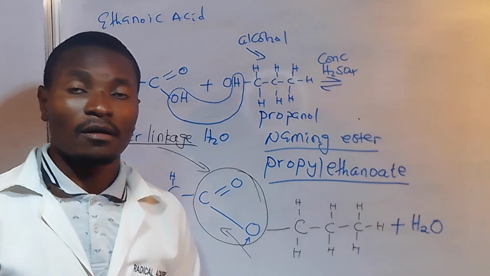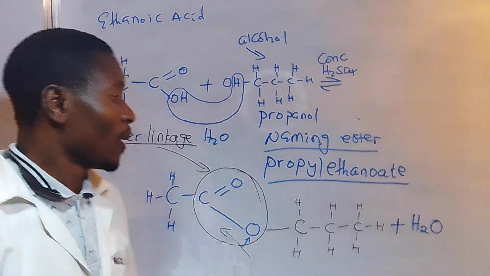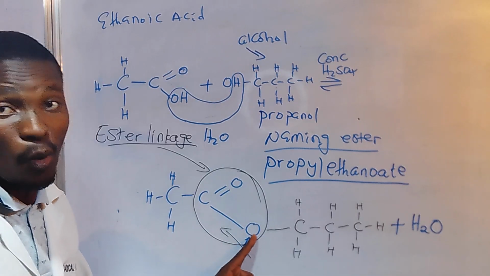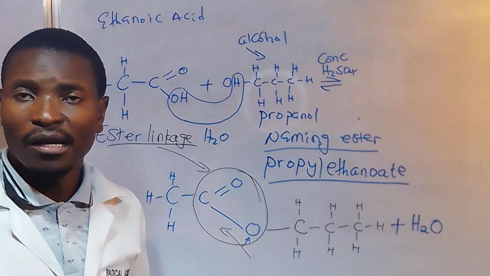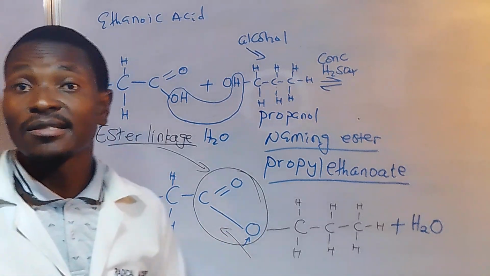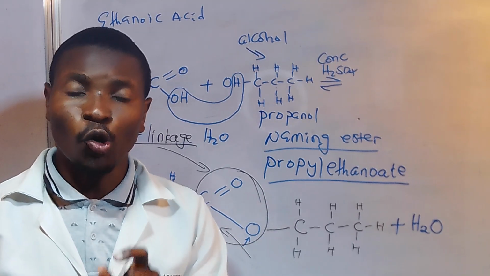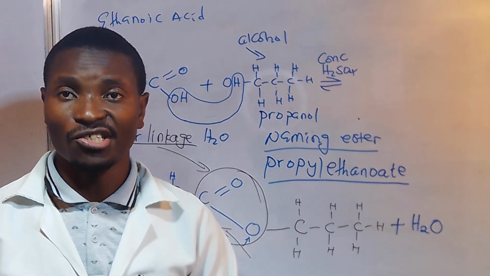So an ester linkage can be understood by looking at the two atoms of oxygen that are attached to one atom of carbon. And of course, the bond between the oxygen and this carbon is a double bond. So that's how you should be able to identify the ester linkage.